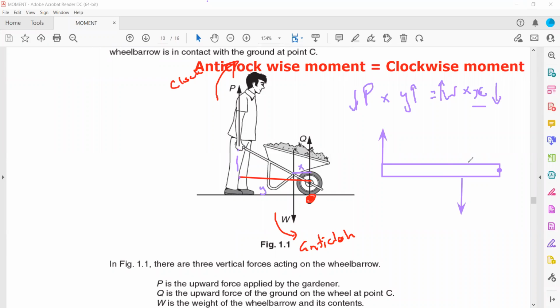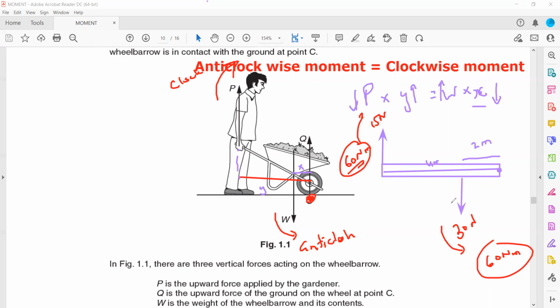So if I say this distance is 2 and this is 4, and this force is say 30. If I want the same turning effect, this will be 15, because 30 will cause a turning effect of 30 multiplied by 2, which is 60 Newton meter. This will cause a turning effect of 15 multiplied by 4, that is also 60 Newton meter. So both turning effects are the same, 60 Newton meter, but you can clearly see the force which is closer to the pivot is larger and the force which is away from the pivot is smaller.